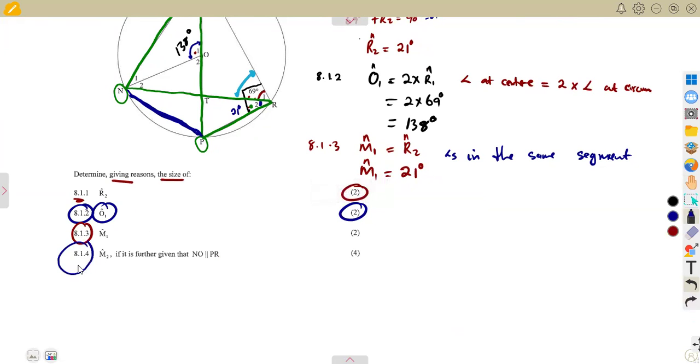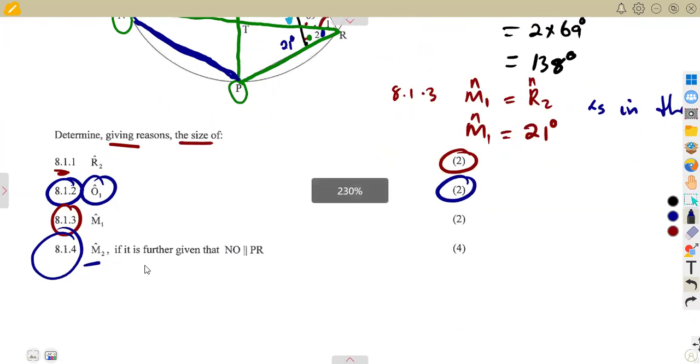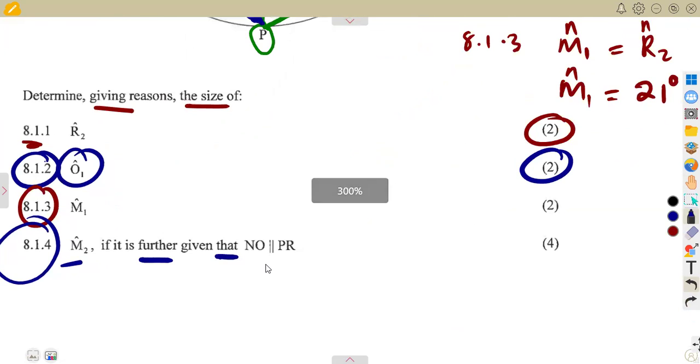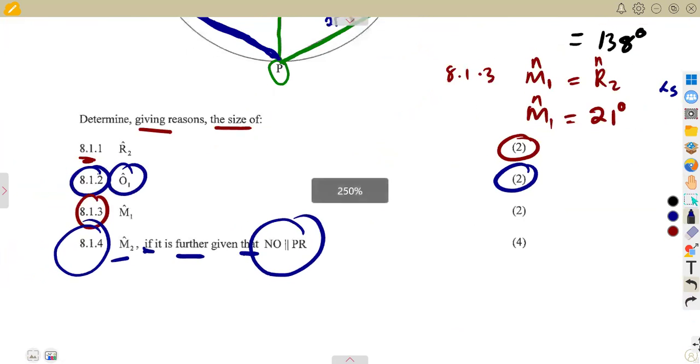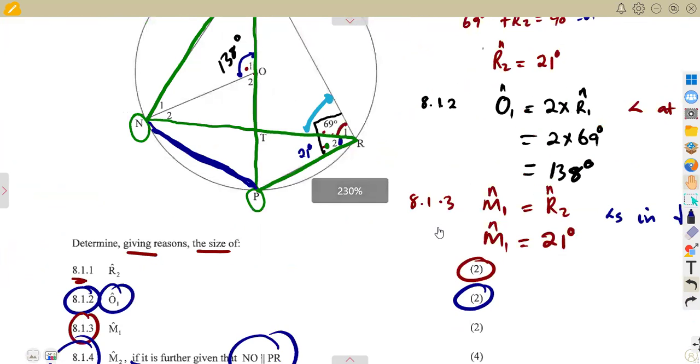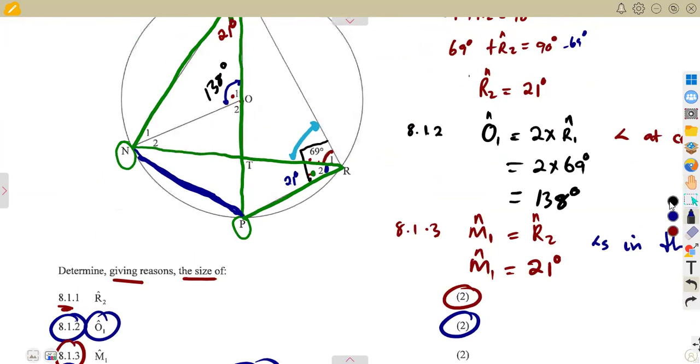All right, 8.14, angle M2, if it is further given that NO is parallel to PR, and that is 4 marks. If it's an assumption, we are assuming that these two, they are parallel. It's an assumption. NO is parallel to PR. Where is NO? This is our NO here. NO is parallel to PR. We assume that these two are parallel.